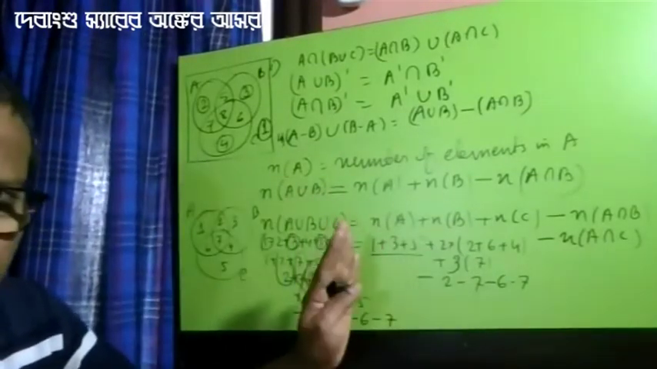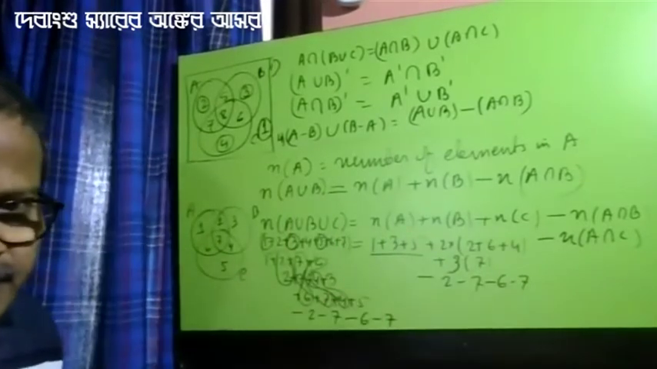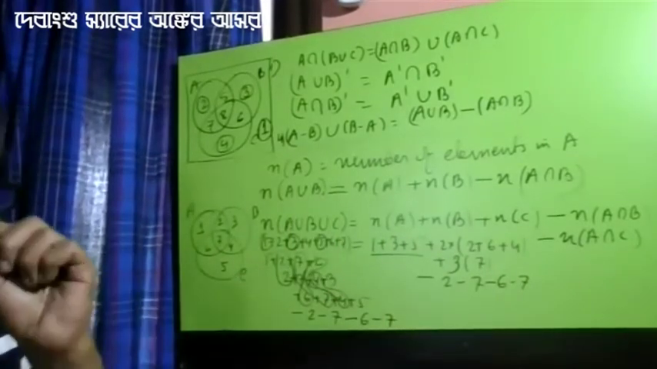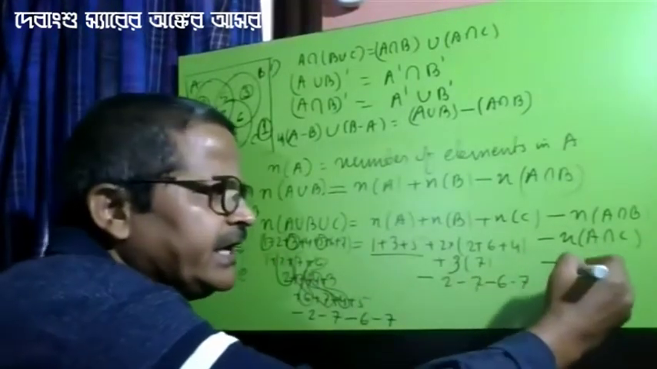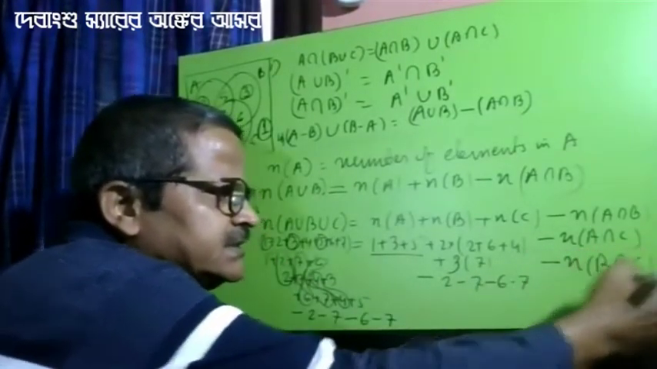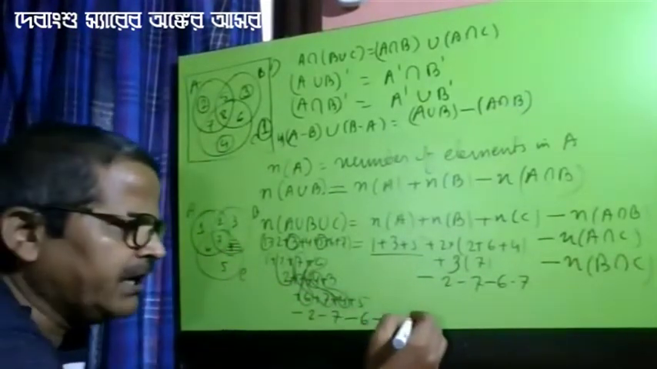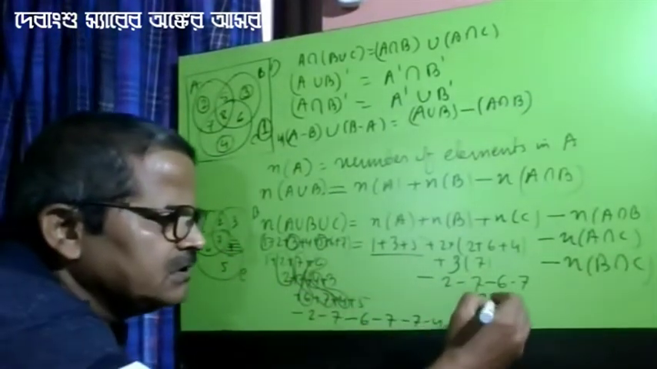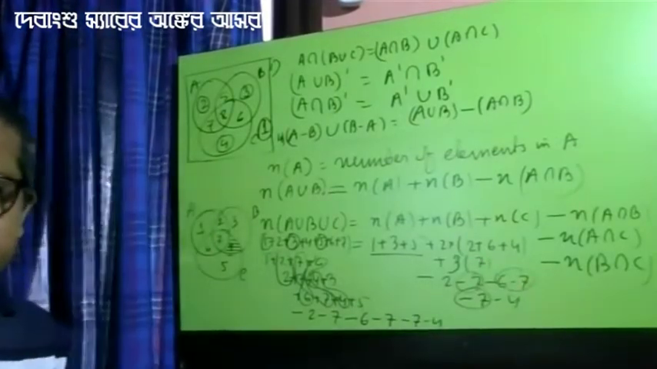So 7 is also 1 time. So only 4 is 2 times here. So I have to subtract 1 time 4. This 4, 1 time. What did I do? n of B intersection C. Now see, when B intersection C contains 7 and 4, minus 7 minus 4. Now see, 7 is taken 3 times and subtracted 3 times.